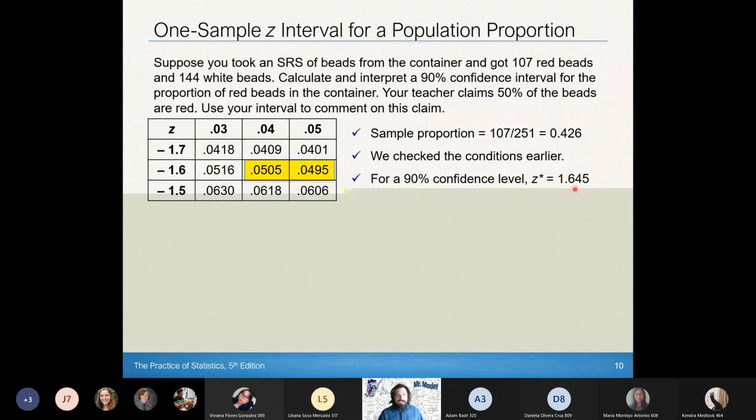Did you guys follow that? Yes. So how come the 1.645 doesn't have a negative like it does in the table? So the z star, because it's a critical value, it's what we're multiplying by. We're considering it a distance, so it's kind of like an absolute value. I just need to know what the number is. I don't care if it's positive or negative.